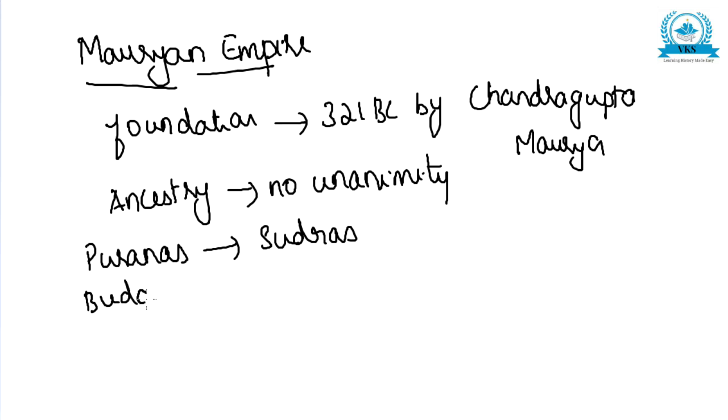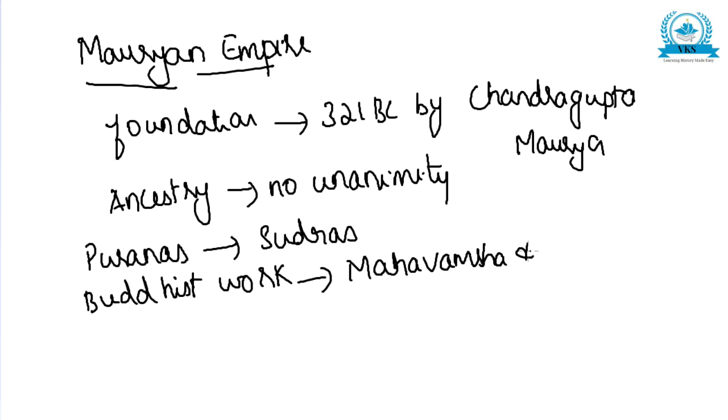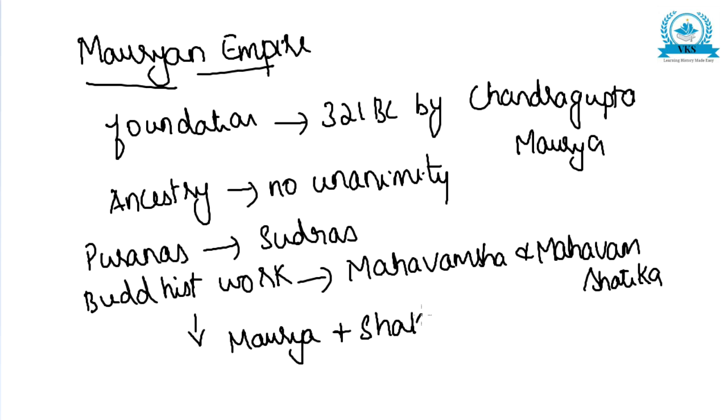Now, if you see the Buddhist works Mahavamsha and Mahavamshatika, these Buddhist works have attempted to link the Mauryan dynasty with the tribe of Shakya, to which Buddha belonged. So that was the attempt made in the Buddhist works of Mahavamsha and Mahavamshatika.